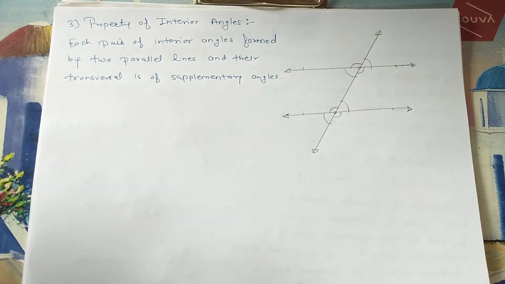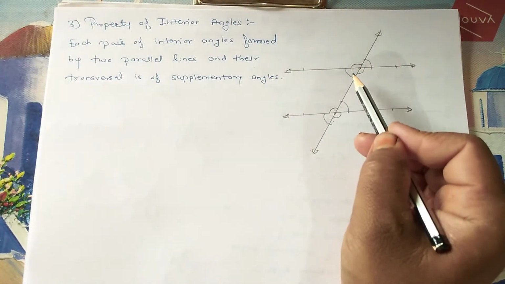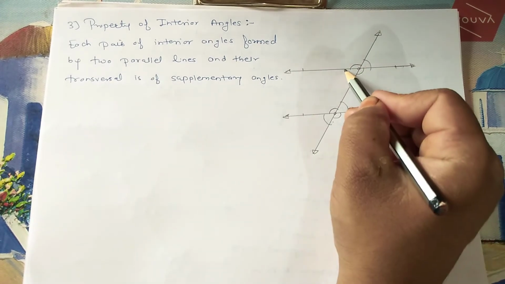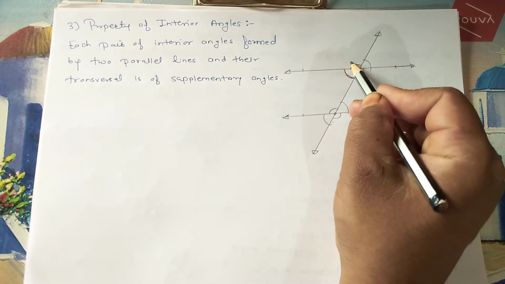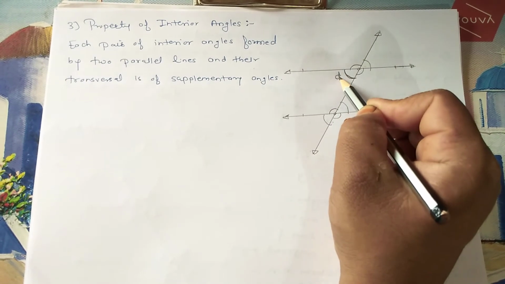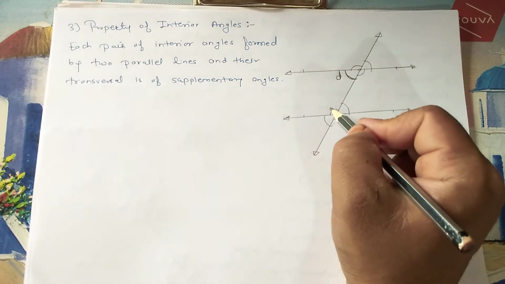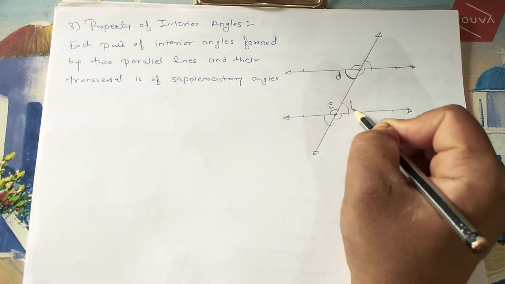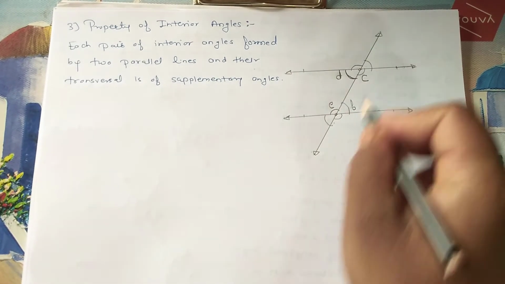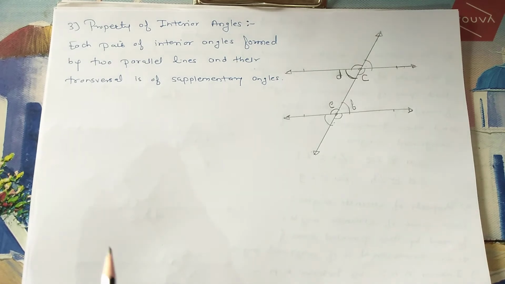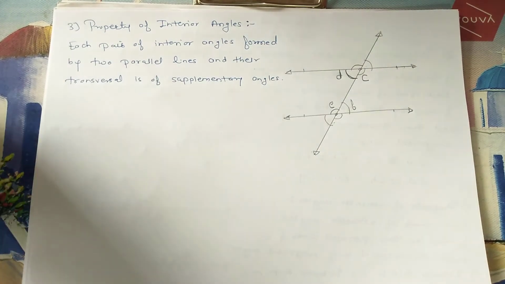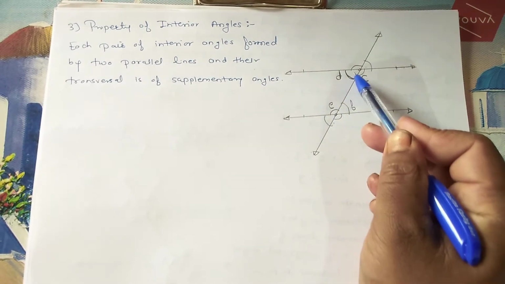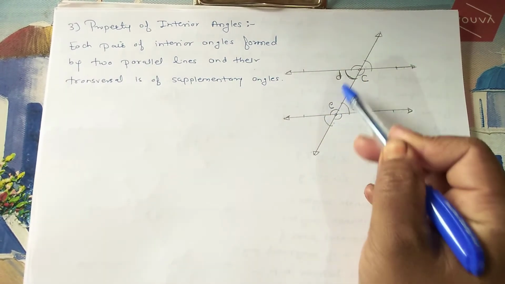Now see here, interior angle means those which are formed on the inner side of these parallel lines. So this is the first position, here is A, B, C, and this one is D. Okay, then E, F, and here is C. If you are observing the interior angles, a pair of interior angles means D and E, these two form the interior angles.